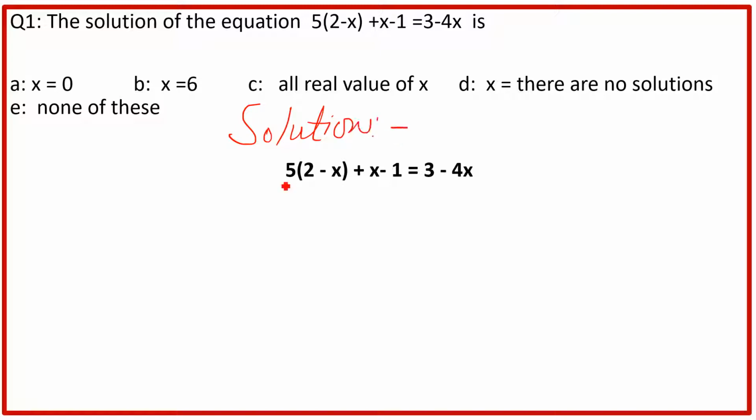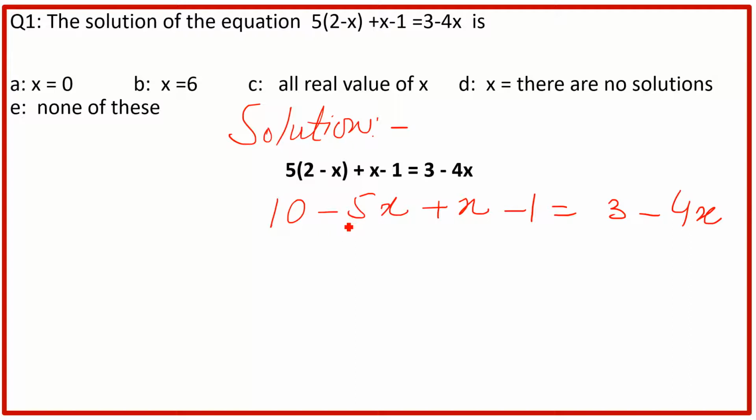So we will do 5 times the parenthesis with 2 times C. We have a constant in front of the parenthesis, which is called distributivity. So 5 2 times 10 minus 5x plus x minus 1 equal to 3 minus 4x. So we will take transpose here.